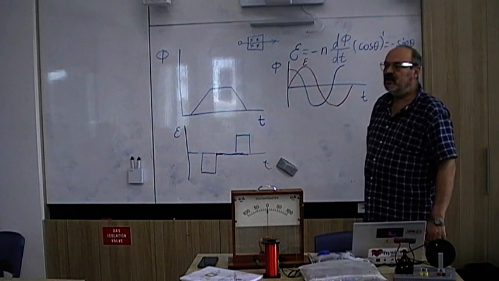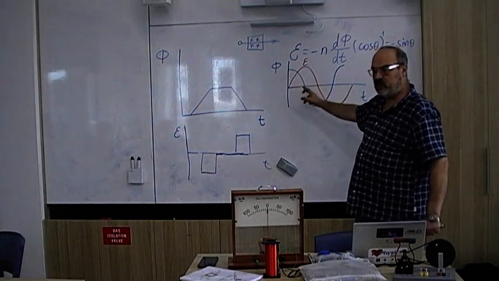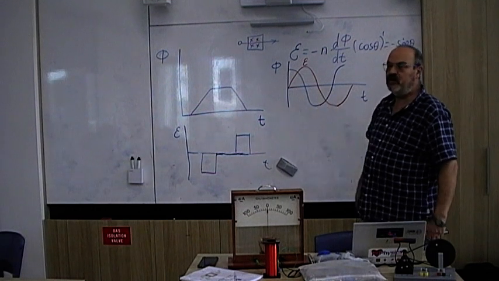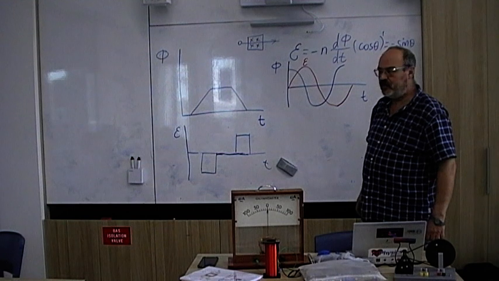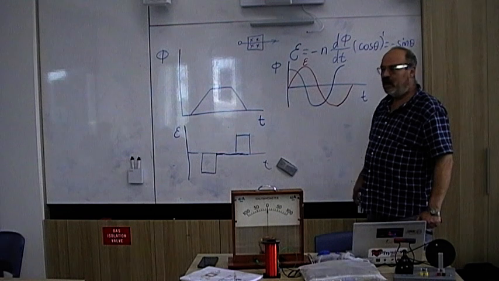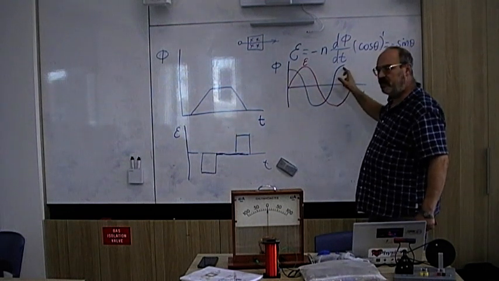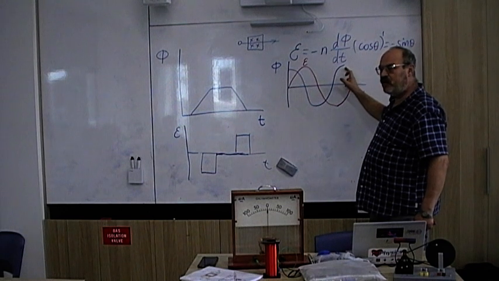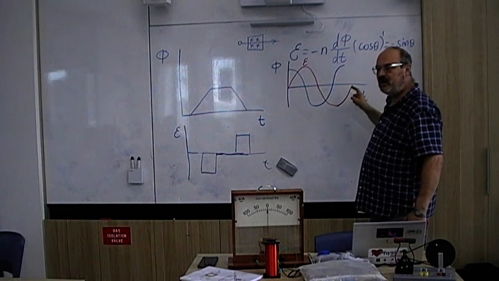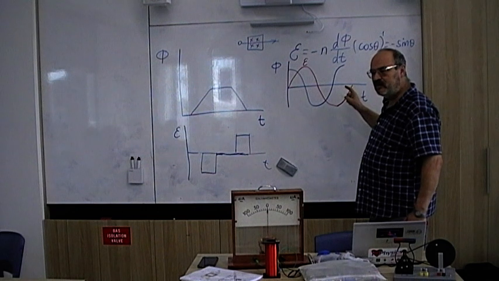You just need to make a note: when the graph of the flux is cosine, the EMF will be sine. Make sense? When the graph of the flux is a cosine graph, the graph of the EMF, the induced EMF, will be a sine graph. Okay. Is it the other way around as well?